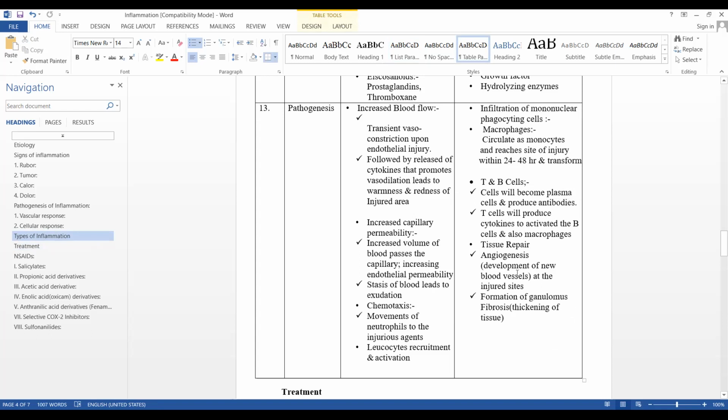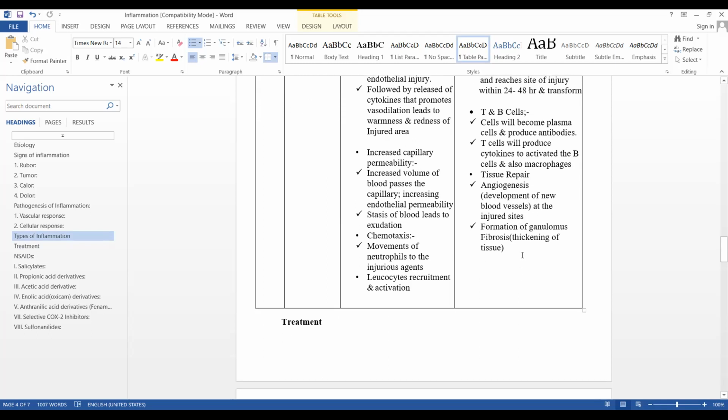And again, tissue repair and angiogenesis. What do you mean by angiogenesis? It is the development of new blood vessels at the injured areas. In tissue repair, angiogenesis at the injured sites means development of new blood vessels in that area, and formation of granulation and fibrosis. Fibrosis means thickening of the tissue.